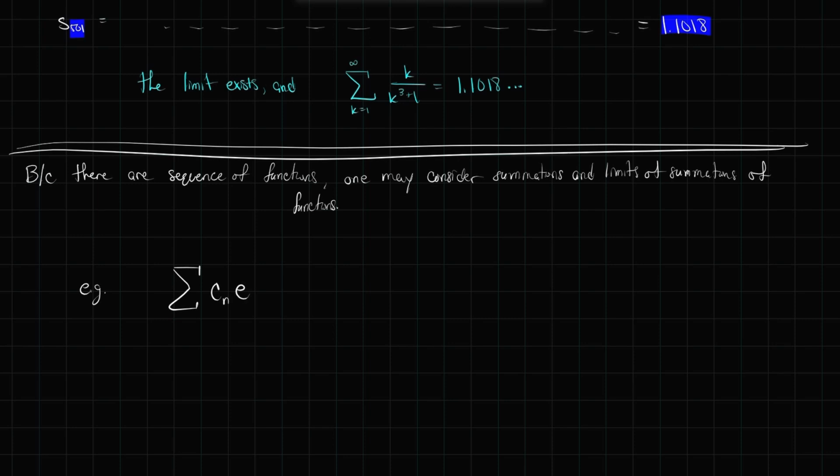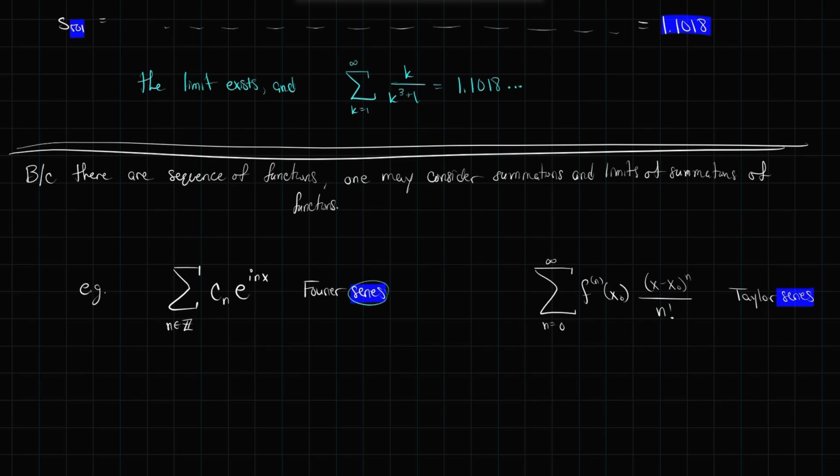It's written as Cn e to the I n x when n is in Z. This is called the Fourier series. We'll see something like the summation f of n evaluated at a specific point, x minus x0 to the n divided by n factorial. We'll cover factorials later if you don't know what they are. And this is known as the Taylor series, etc. Now, this word series is another word that we often use for infinite summation. Series is a term used to mean infinite summation.